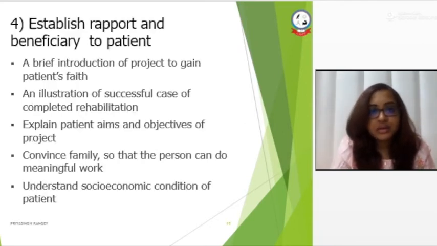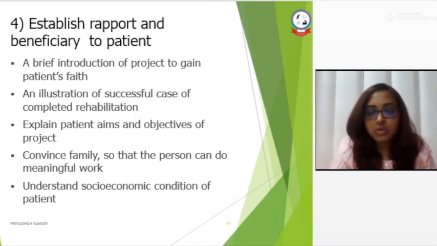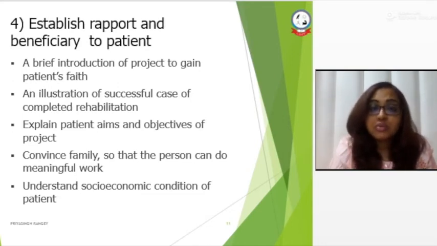We need to establish a good rapport with the patient, and we need to act as a beneficiary to the patient. For this, we need to provide a brief introduction of the project that we are undertaking in order to gain the patient's faith. It is quite normal that when we talk to a person, when we try to explain something to a person, it may seem to the other individual that we are just trying to do this for our own benefit. Hence, we need to explain the entire process to them so that they understand that it is actually for their benefit, it is actually for their advantage and not for our advantage.